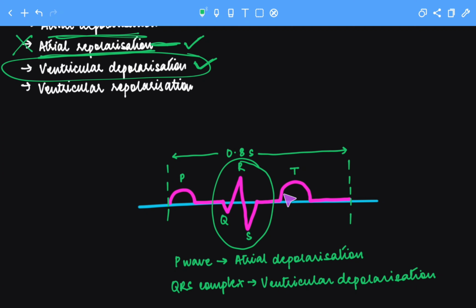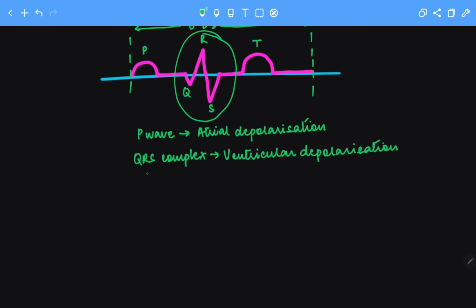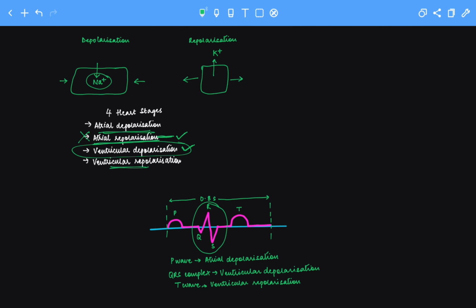Next, we have the T wave, which is the final wave, and this, as expected, is going to be the ventricular repolarization. Hence, the T wave is ventricular repolarization. So this is an overview of what we've covered in this video.